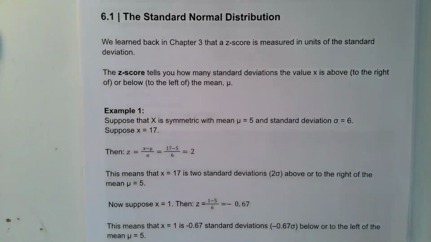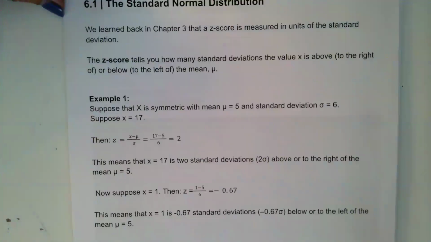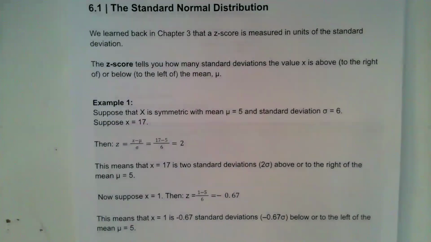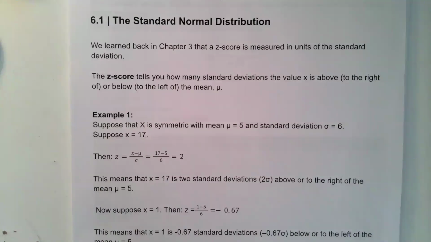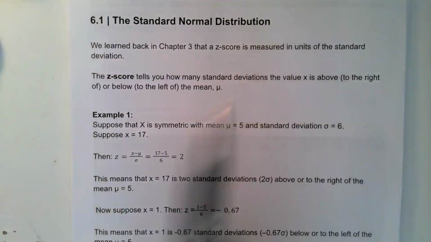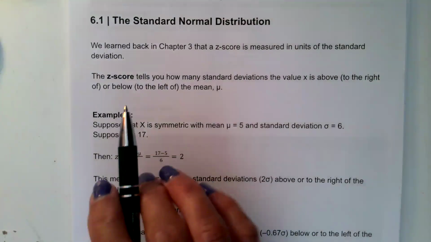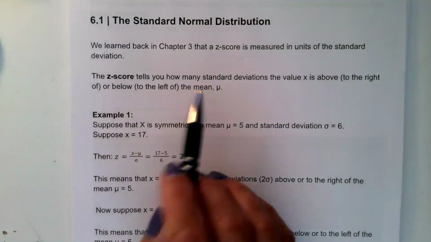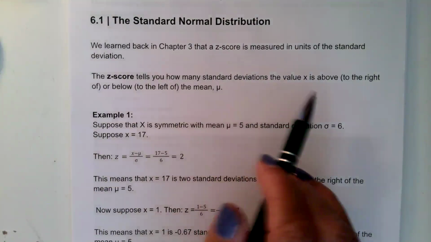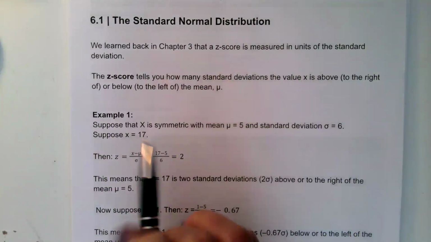But before we do that, we have to do a little bit of review from back in chapter 3 where we learned what a z-score was. A z-score is measured in units of the standard deviation. It tells us how many standard deviations the value is above or below the mean.